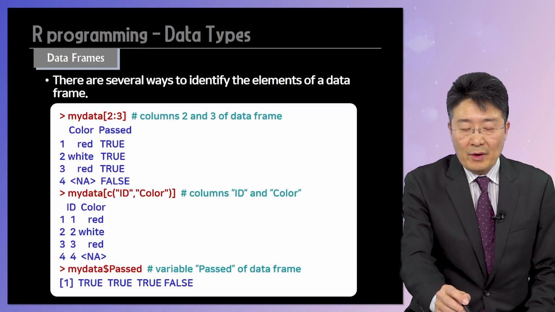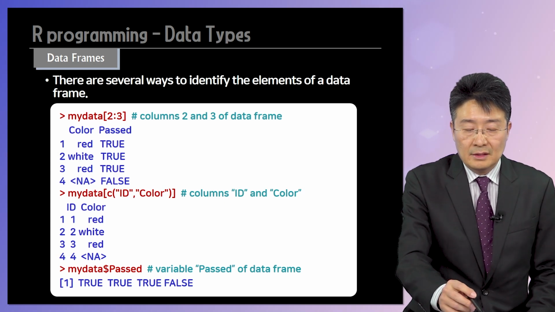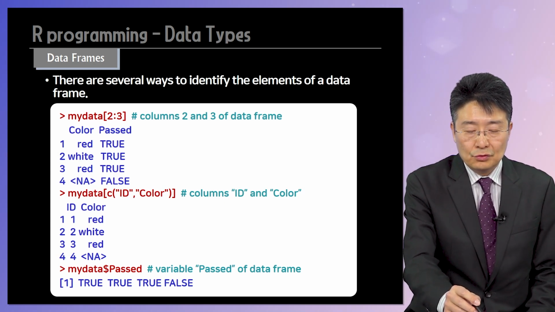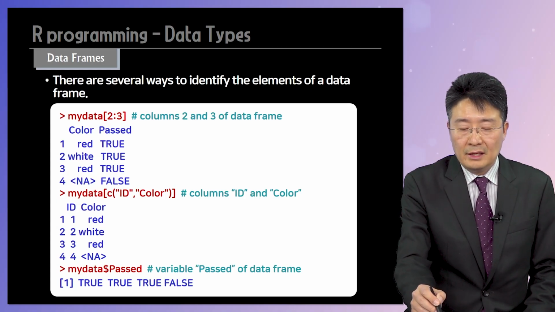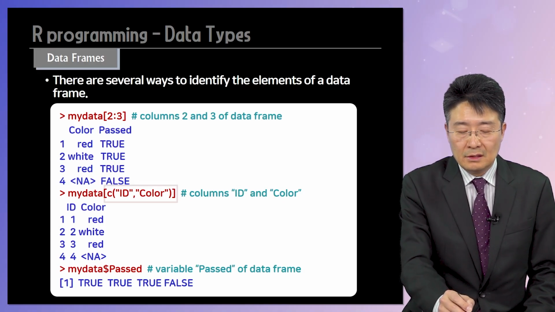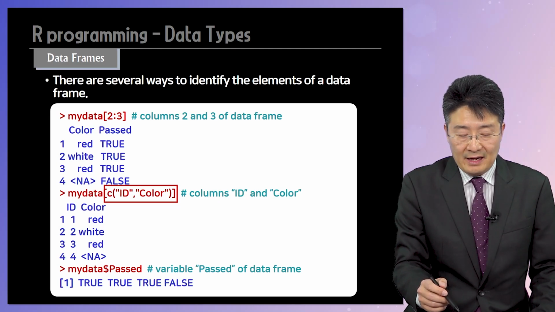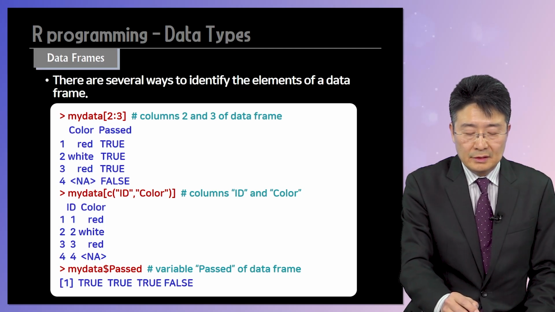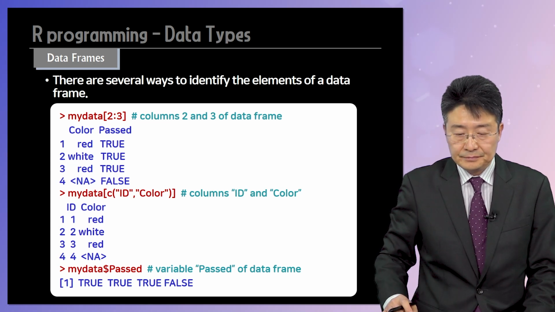There are several ways of identifying the elements of a data frame. If you put 2 colon 3, you can get columns 2 and 3 of the data frame. Also, you can put the column names in here to identify specific columns, and you can also use this symbol $.